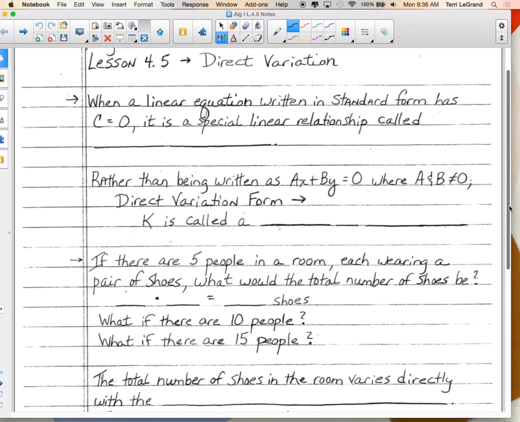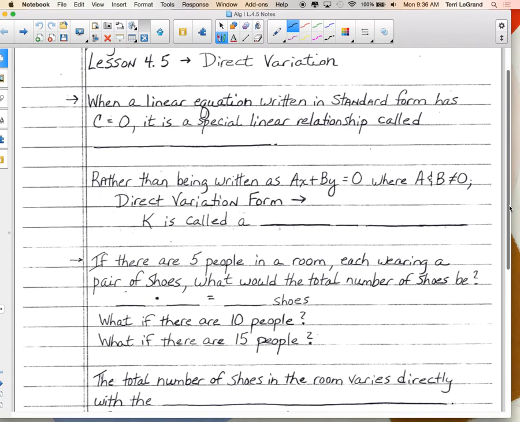When a linear equation is written in standard form, let's be reminded what we mean by standard form. I told you we've got to start learning all of these forms for linear functions. What does standard form look like? AJ? It's like ax plus by equals c. Yeah, ax plus by equals c.